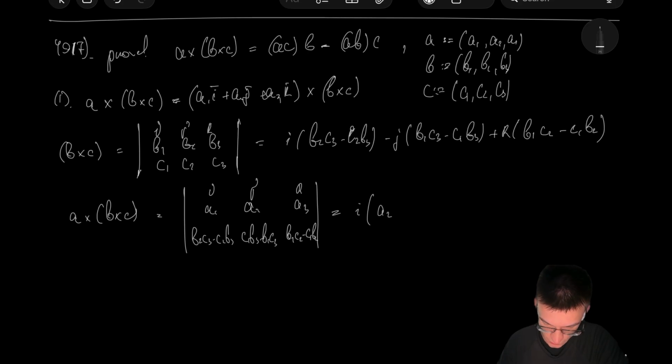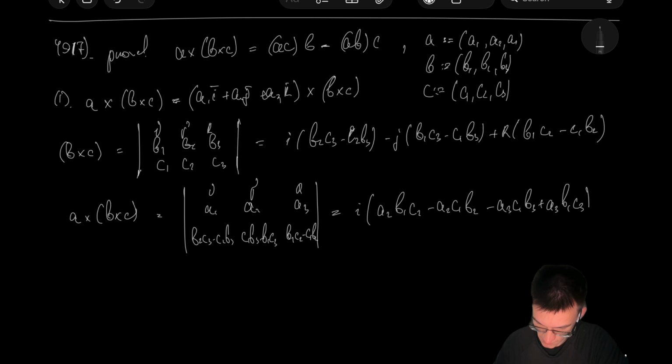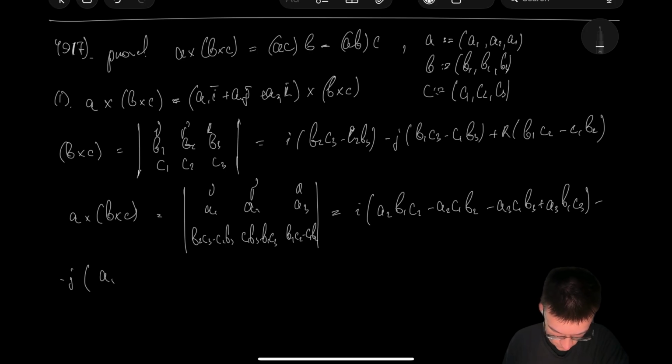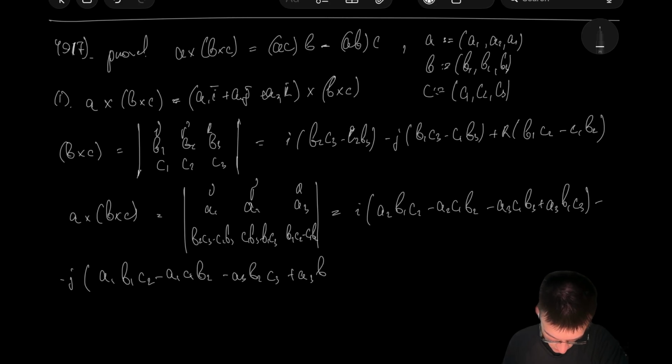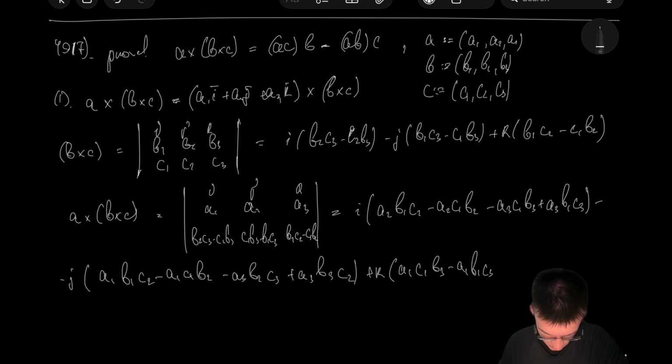I times A2, B1, C2 minus A2, C1, B2 minus A3, C1, B3 plus A3, B1, C3, minus j times A1, B1, C2 minus A1, C1, B2 minus A3, B2, C3 plus A3, B3, C2, plus k times A1, C1, B3 minus A1, B1, C3 minus A2, B2, C3 plus A2, B3, C2.